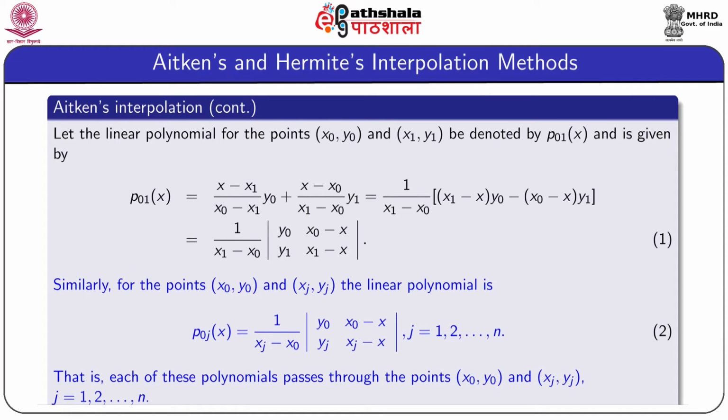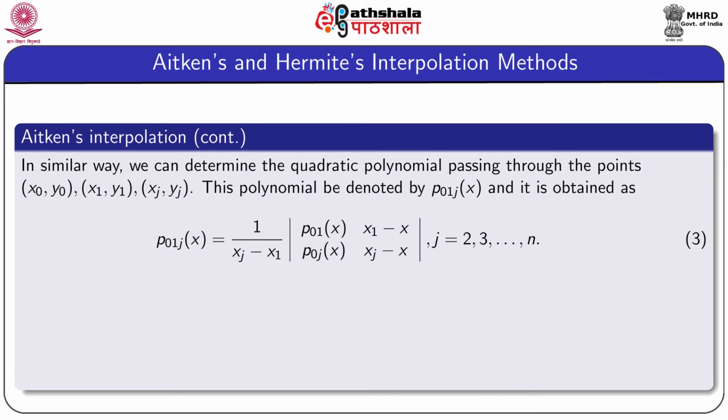Similarly, for the points x0 y0 and xj yj, the linear polynomial is denoted by p0j(x) and it is equal to 1 by (xj minus x0) into a determinant of order 2. The first column contains the values of y, that means y0 and yj, and the second column contains x0 minus x and xj minus x, and this is true for all j equal to 1 to n. That means a set of n linear polynomials is constructed in the first stage.